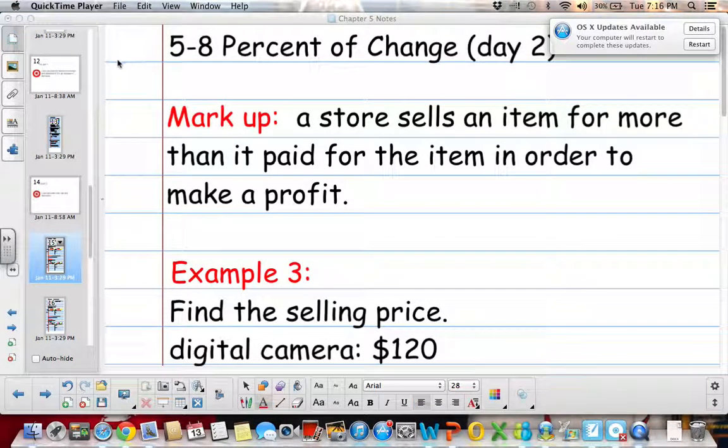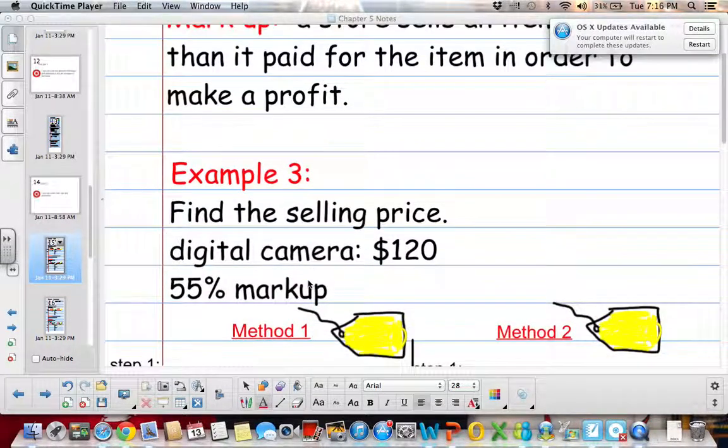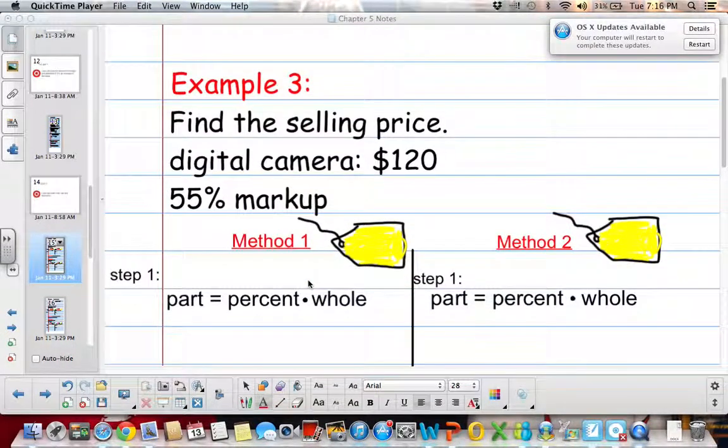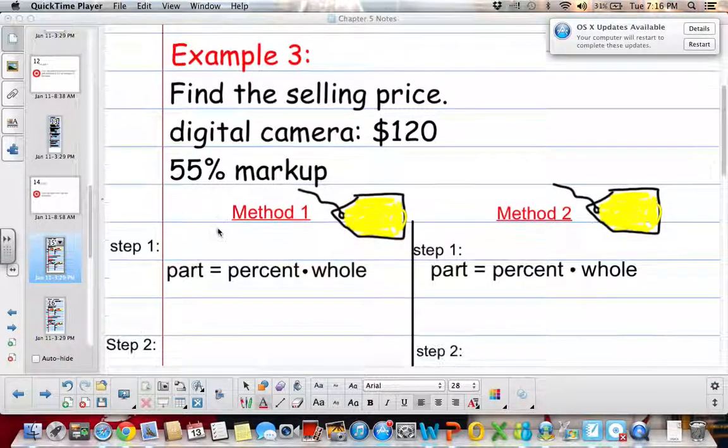A markup is when a store sells an item for more than it paid for the item in order to make a profit. So if we want to find the selling price of a digital camera that is $120 with a 55% markup, there are two ways that we can do it.